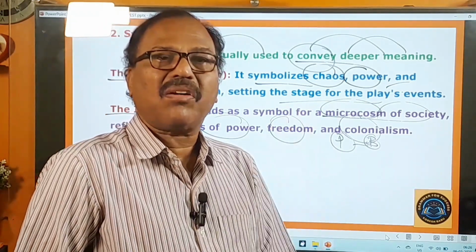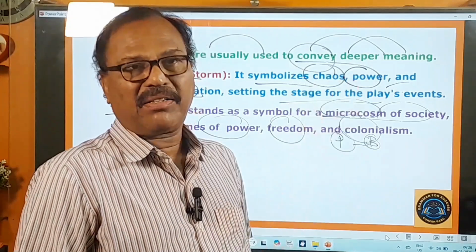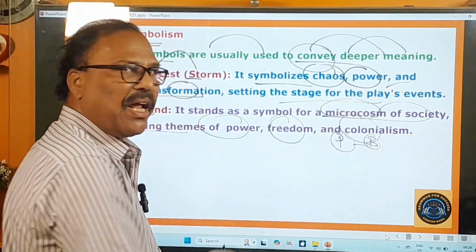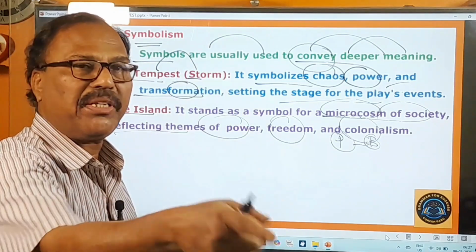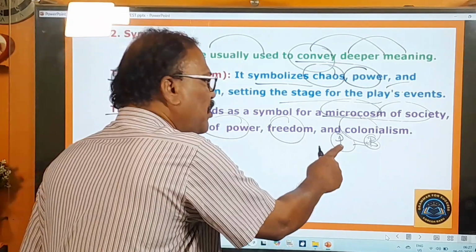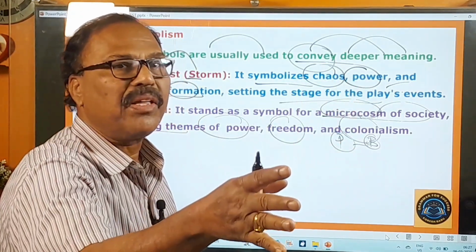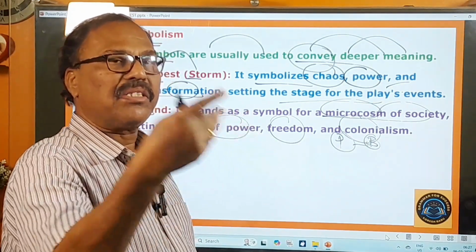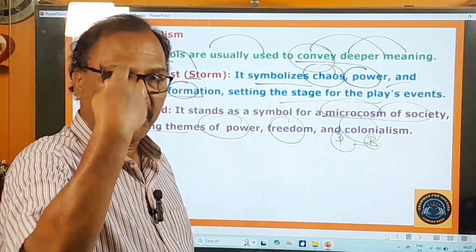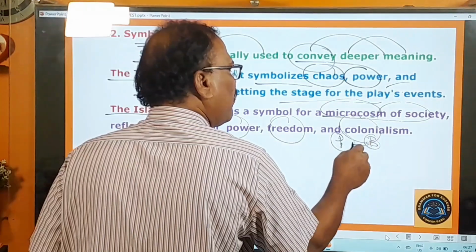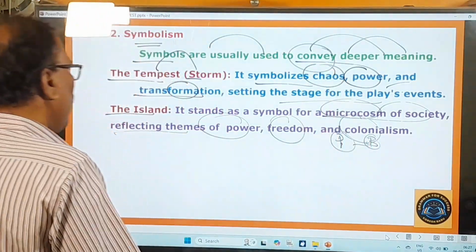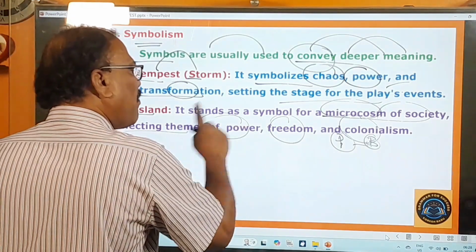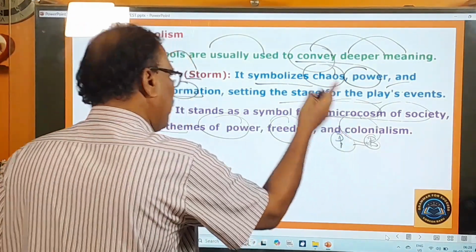That's why this India is called a colonial state. That's called colonialism, because here also Prospero came to this island. Caliban was only the inhabitant of that island, but what did Prospero do? He made him his slave. You know that very well. He made him serve him, work for him. This is a kind of colonialism. Therefore, this island stands as a symbol for the theme of power, freedom, and colonialism.